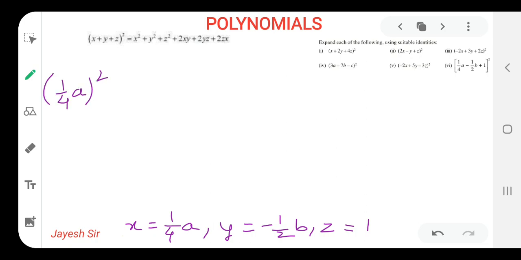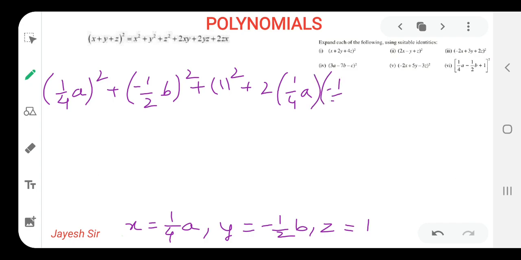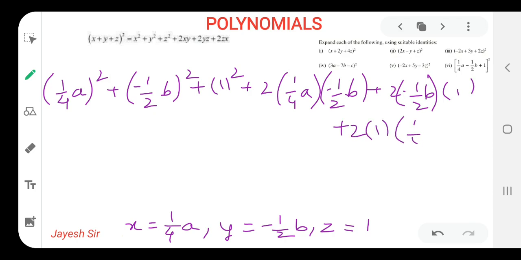1 by 4a the whole square, plus the value for y is minus 1 by 2b the whole square, plus the value for z is 1 square, plus 2. The value for x is 1 by 4a. The value for y is minus 1 by 2b. Yes, the value for y is minus 1 by 2b. The value for z is plus 1. Similarly, the value for z is 1 and the value for x is 1 by 4a. I hope you all might be capable of writing till this step.